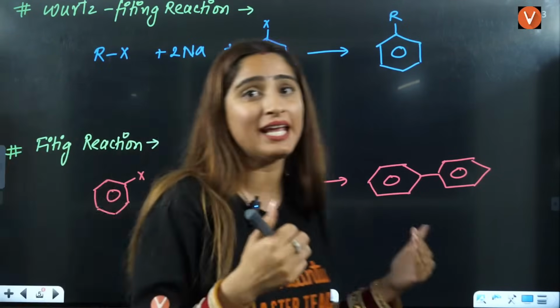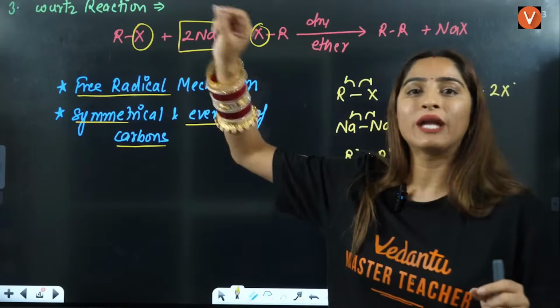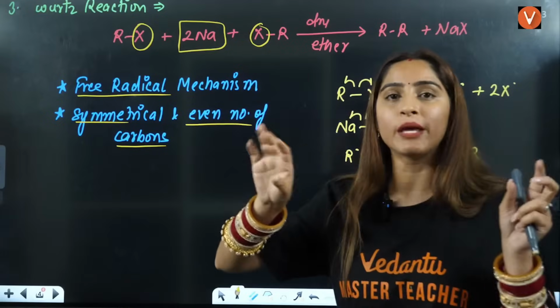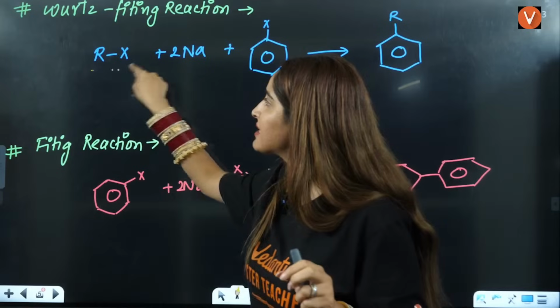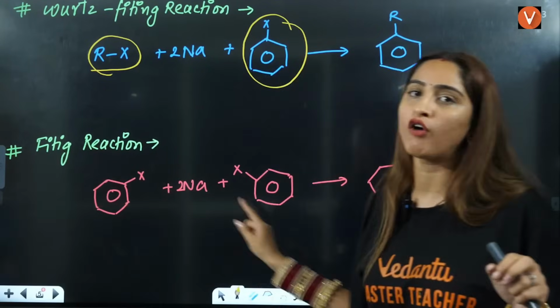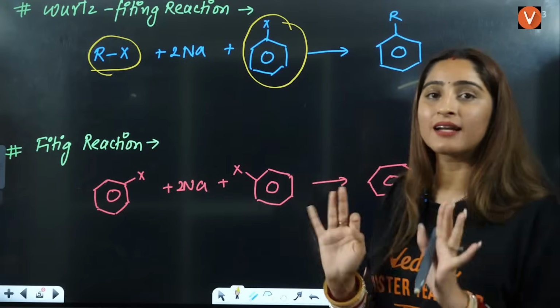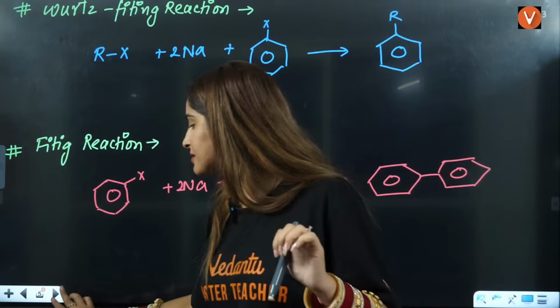What is Wurtz and what is Fittig? Remember one thing. In Wurtz, you take alkyl halide, both of them are alkyl halide. In Wurtz-Fittig, one is alkyl halide, the other is aryl halide. But in Fittig, both of them are aryl halide. That is the only difference here, right? Rest of the things are absolutely the same.